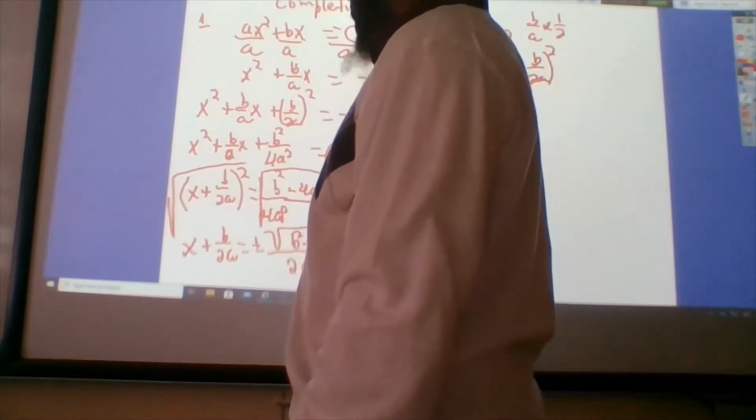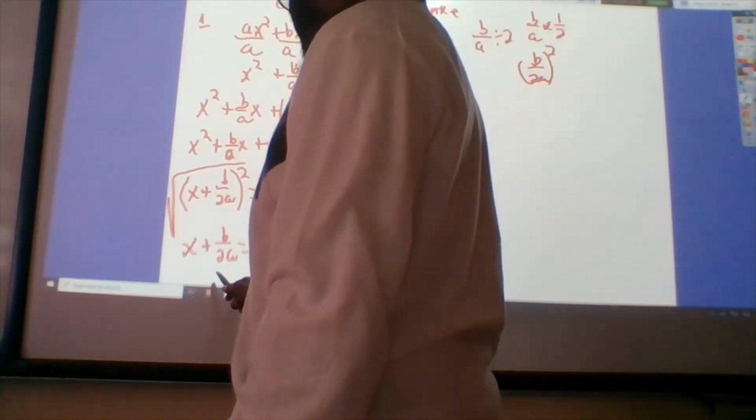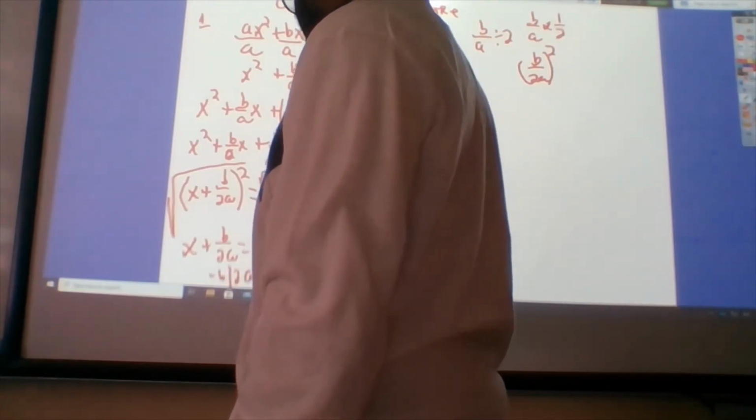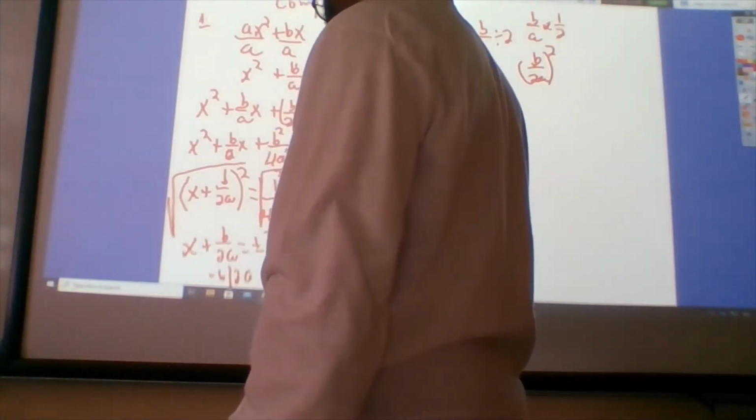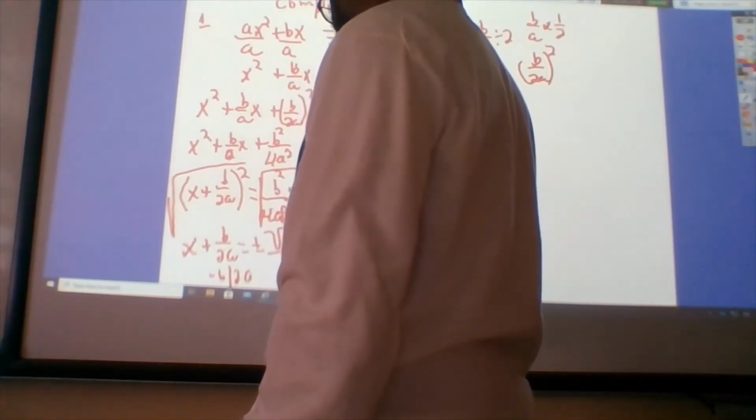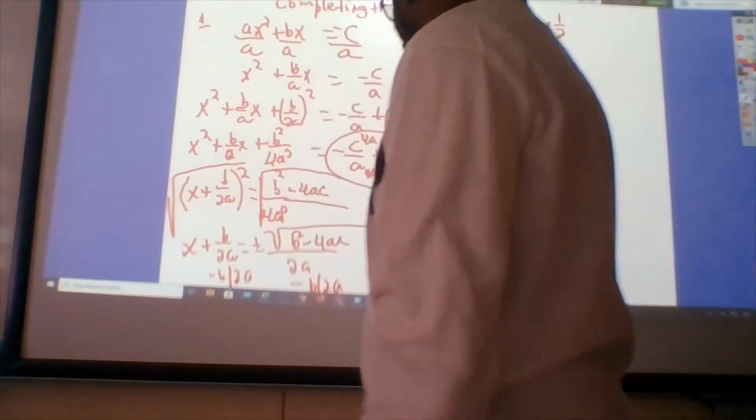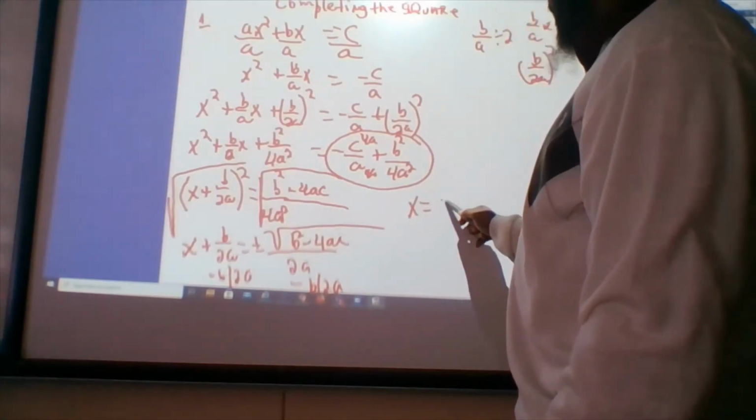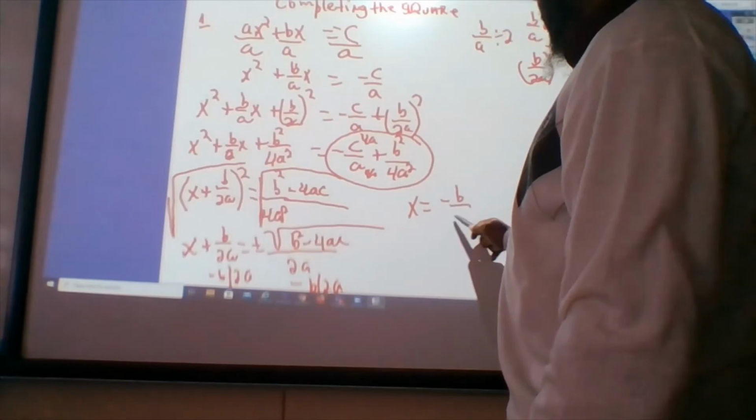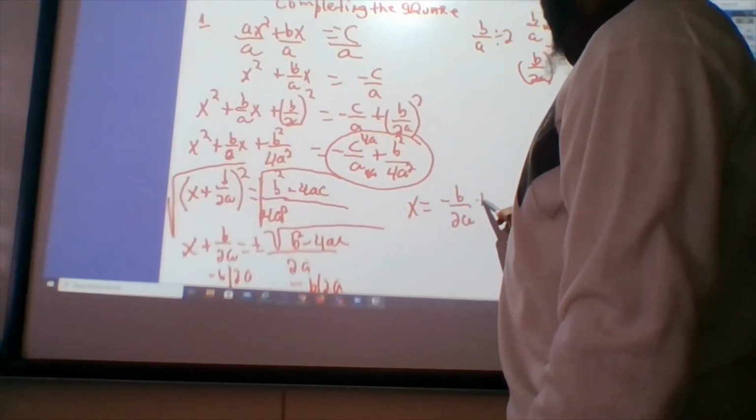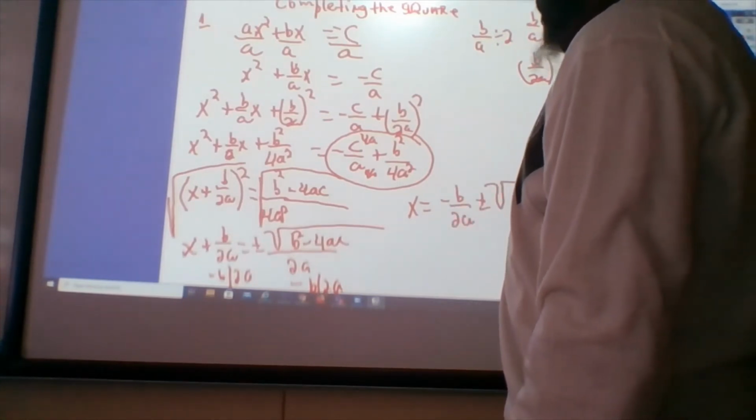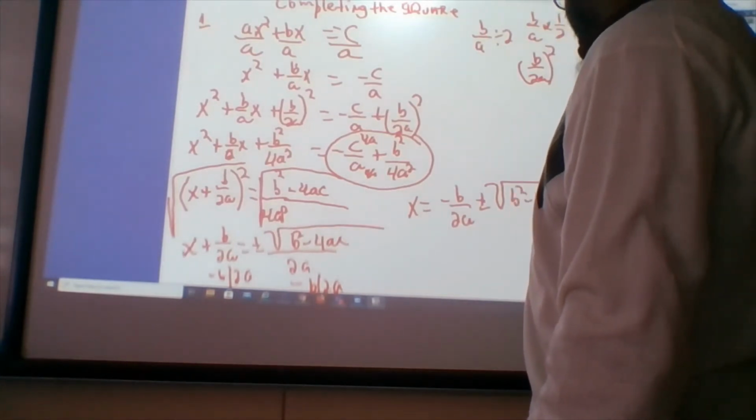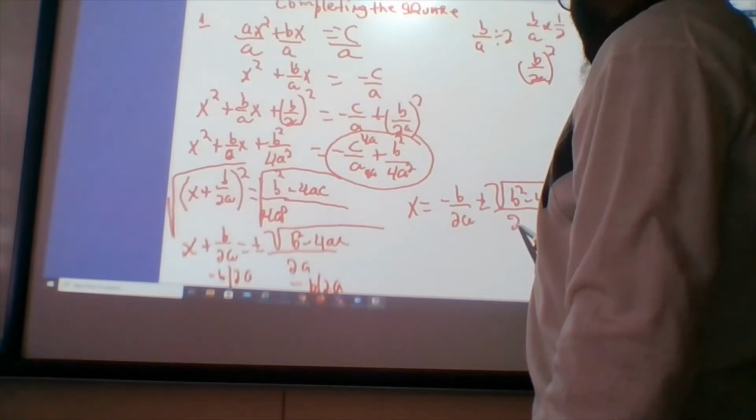Once you get there, you will have to solve for x. I'm solving for x, so I'm going to subtract b over 2a from both sides, giving minus b over 2a. So you will have x equal minus b over 2a plus or minus the square root of b squared minus 4ac over 2a.